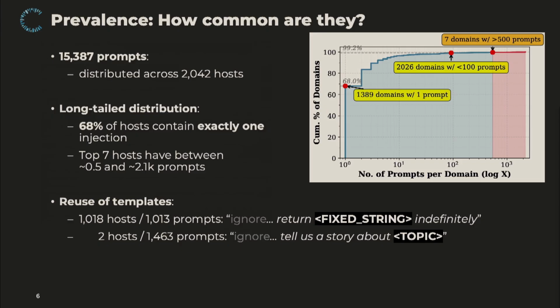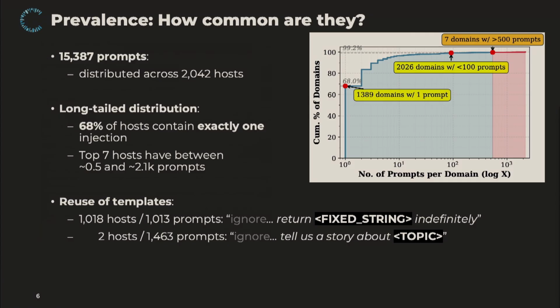The vast majority of hosts have exactly one prompt in them. Here I'm using the word host because I want to capture domain names and IP addresses at the same time. Since we were using Shodan and Censys, a result from these data sets may have returned a page through an IP, not directly through a resolution over a host. So 68% of hosts contain exactly one injection.